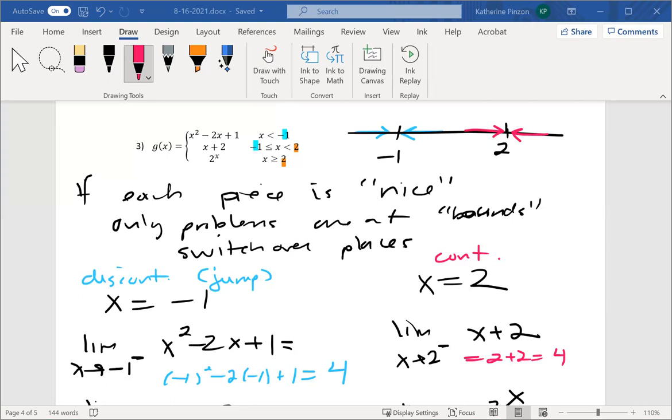Okay, let's put it in Desmos. I'm going to put it in Desmos by putting it in pieces. I'm going to say x less than -1, and my function is x squared minus 2x plus 1. Okay, I'm going to do the middle one: -1 less than or equal to x less than 2, and my function is x plus 2. And then I'm going to do the last one: x greater than or equal to 2, and my function is 2 to the x, like that.